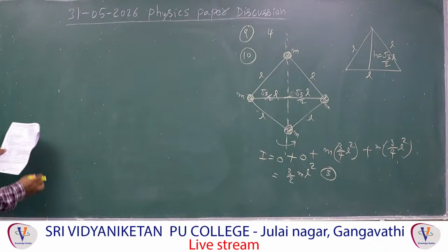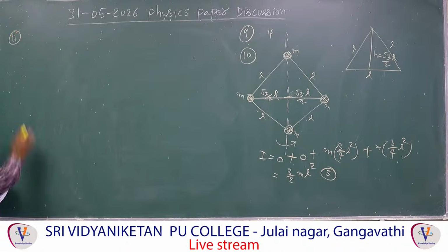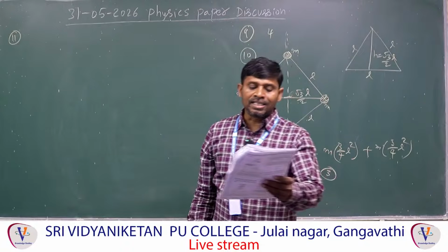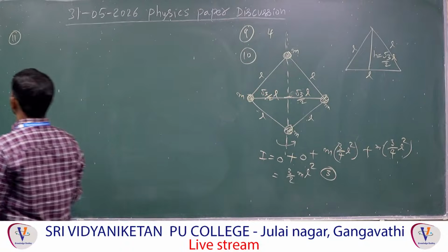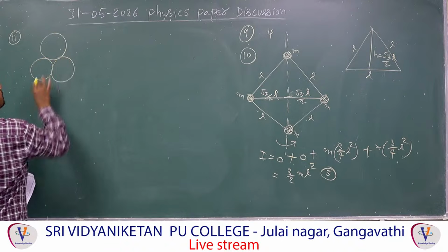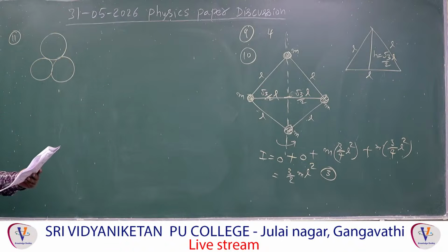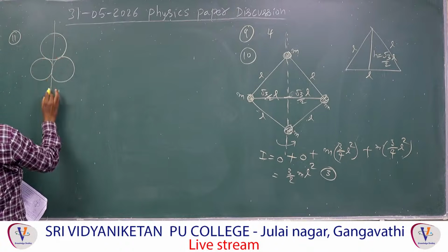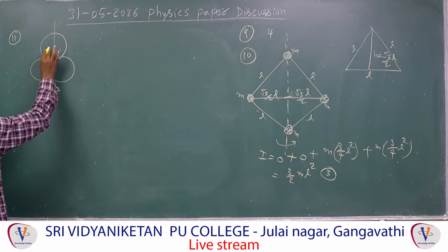Question number 11. In the diagram, there are three rings, each one having the same mass and same radius, touched as shown. What is the moment of inertia about this axis?